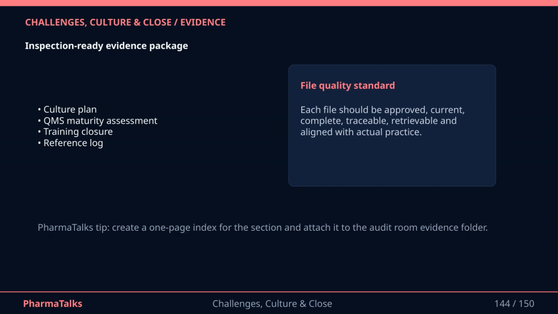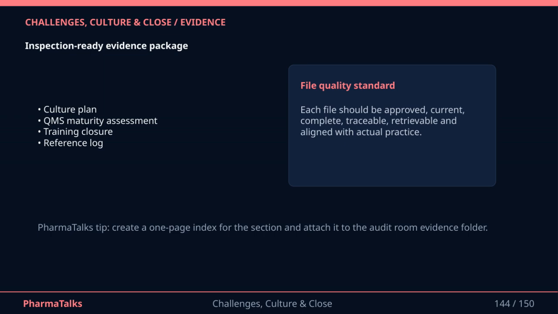Now, when it comes to file quality standards, each file must be approved, current, complete, traceable, and fully aligned with actual practice. This ensures transparency and reliability in your documentation. A helpful tip from PharmaTalks is to create a one-page index for each section and attach it to the audit room evidence folder. This simple step significantly improves organization and accessibility during inspections, making it easier for auditors to find exactly what they need.